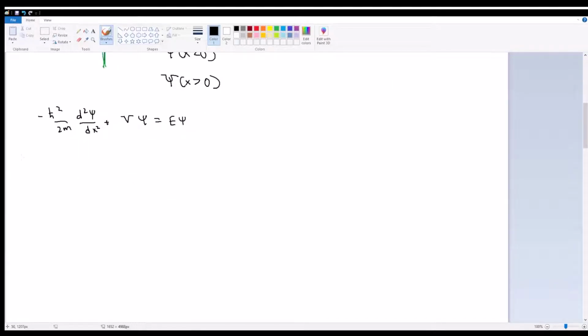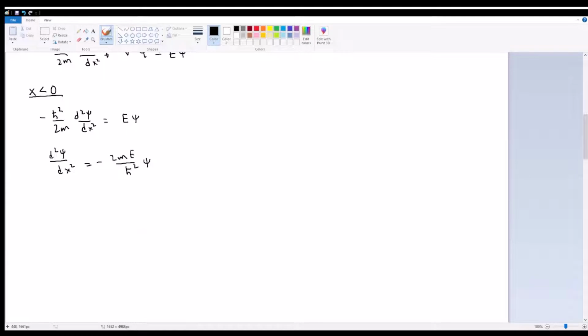So let's analyze the point where x is less than 0. At x less than 0, V is 0, so what we have is negative h bar squared over 2m times d2 psi over dx squared is equal to E psi. If I rearrange this, I get d2 psi over dx squared is equal to negative 2mE over h bar squared times psi. So normally we would define this as negative k squared times psi, where k is the square root of 2mE over h bar squared. But we can't do that here.